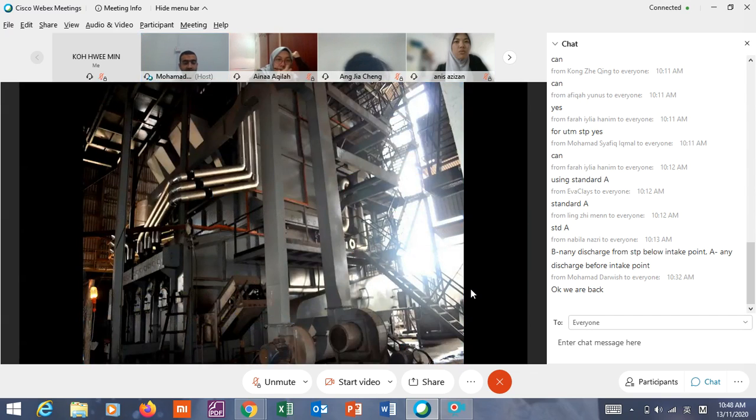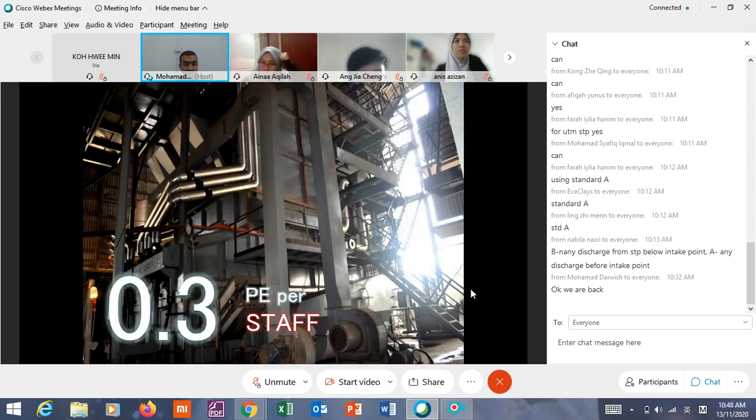For the factories, it is calculated per staff. One staff is 0.3 PE. So if the factory has 100 staff, the PE is 0.3 times 100, so it would be 30. Okay, so in that case we can add the consumption of the factory.